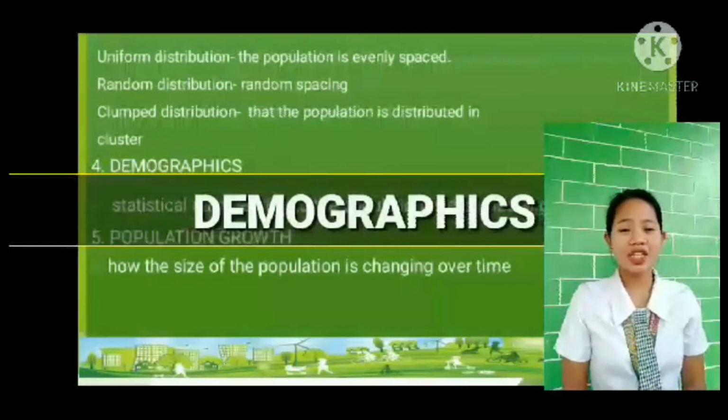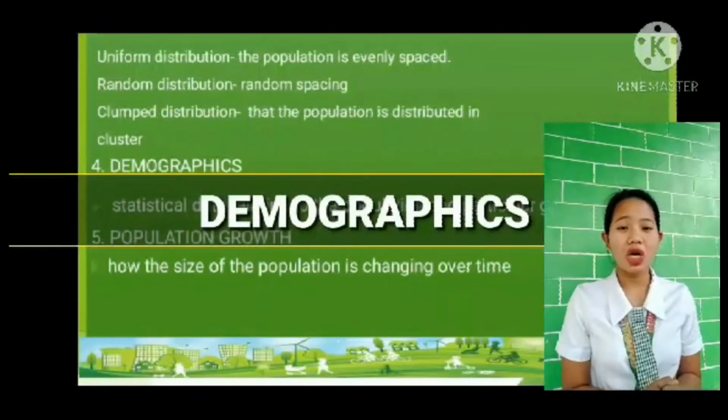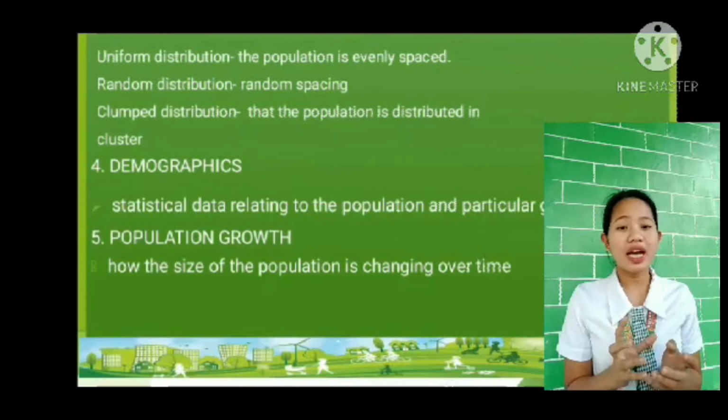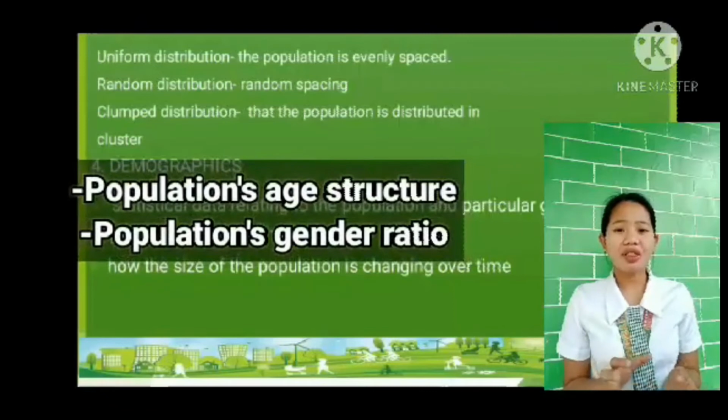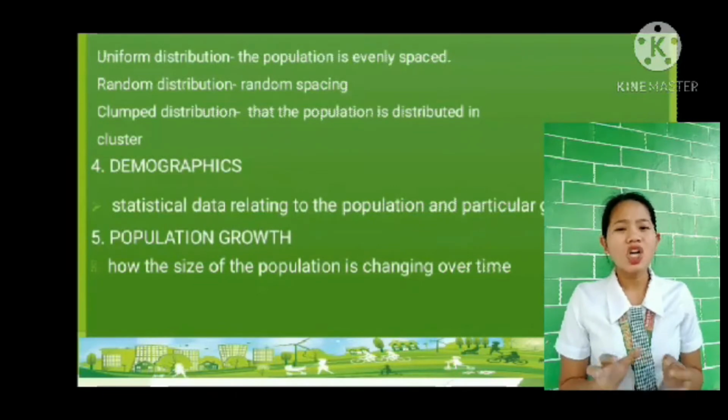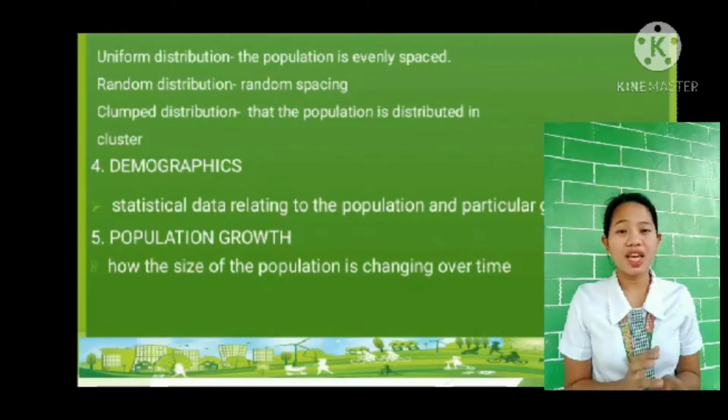Let's proceed to the discussion of another property of population, which is demographics. Demographics is statistical data relating to the population and particular groups within it. It acts as vital statistics, especially those that can or will impact the present and future population size. Under this, the population's age structure and gender ratio are of particular importance. Age structure depends on the age distribution of individuals within the population.